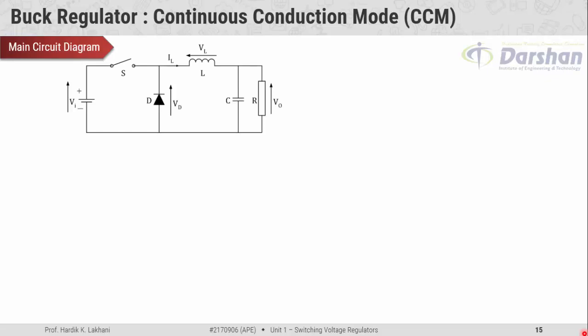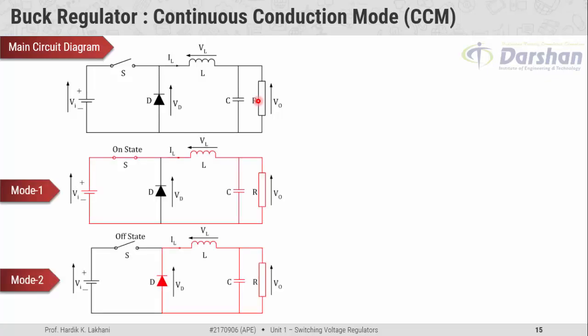Let us first of all go through the construction of the buck regulator. It involves the DC supply, then switch, which is a controlled switch, usually the MOSFET because of high switching frequency component, a diode, energy storage device inductor, filter component capacitor, and load at the output side.